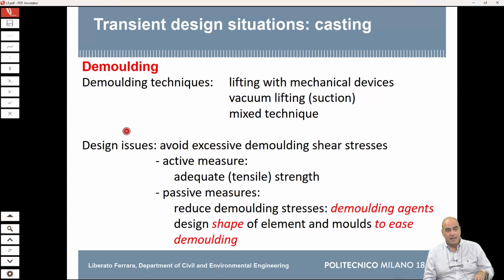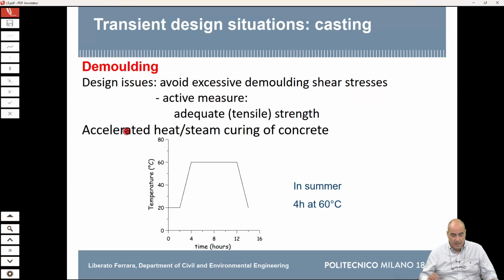And the other thing is that we can have passive measures. First of all, we can use demolding agents which reduce the friction. And then we can use shapes of your structural elements and of your molds which can ease the demolding. So first thing, we want to guarantee adequate strength, not only tensile, but also compressive for pre-stressing release, and because at 16 hours you have to lift your element and move it somewhere.